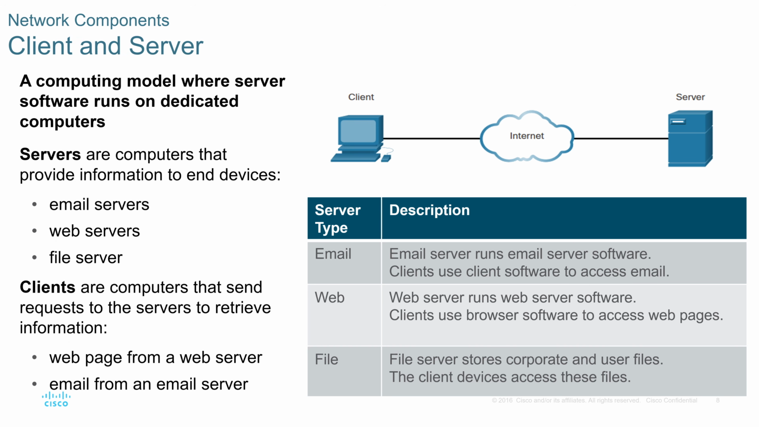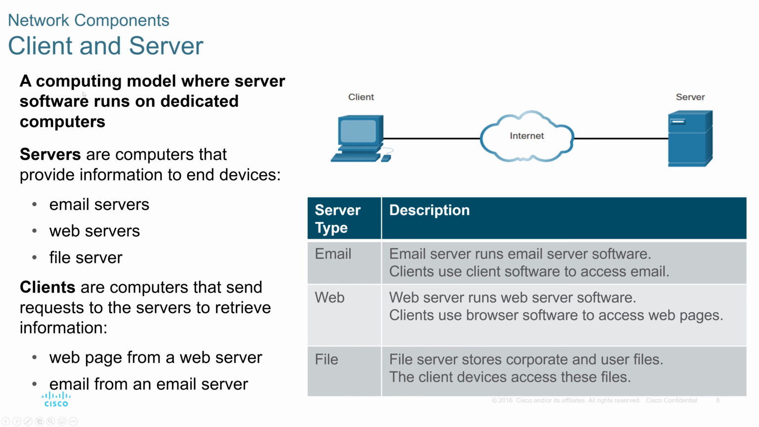Another network component is client and server, and how they interact with each other. A computing model where the server software runs on dedicated computers are called servers, such that the server component contains email servers, web servers, and file servers. While the clients are, as I mentioned on my previous slide, the ones that actually request that information.